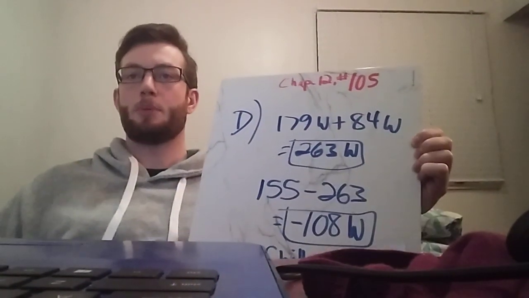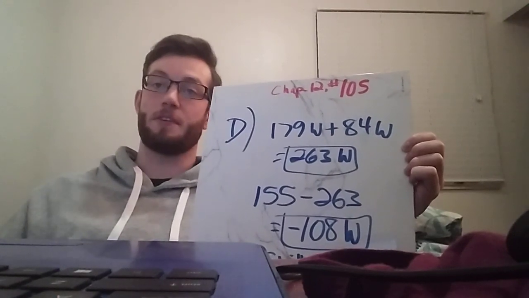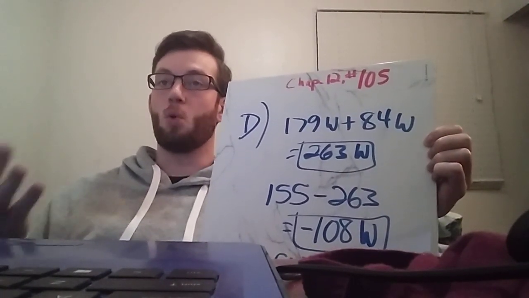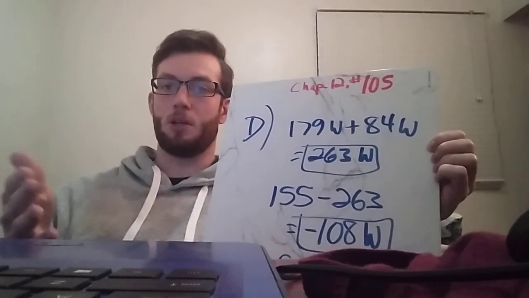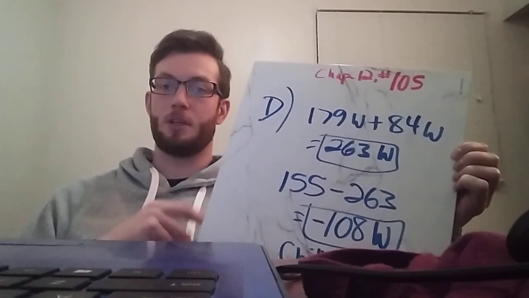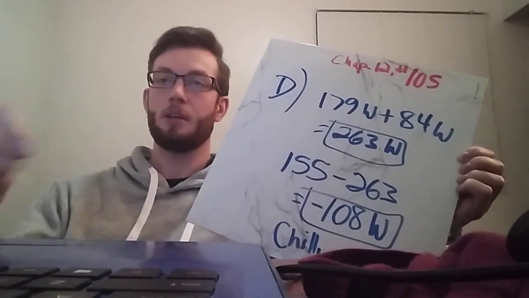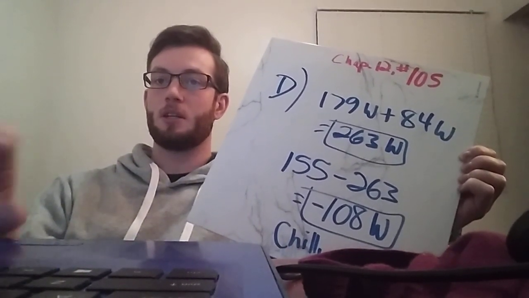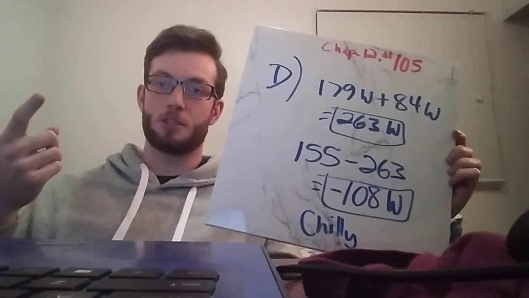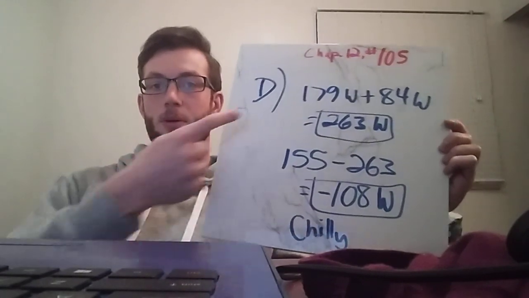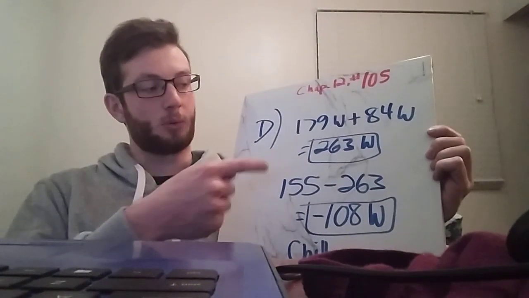And finally, part D asks, if the person is metabolizing food at a rate of 155 watts, what does the person feel, or does the person feel comfortable, chilly, or too warm? So simply here we just need to compare how many watts are leaving the body versus how many are coming in. And so we already solved for how much heat energy is being lost through conduction and radiation. And so I went ahead and added those two together. 179 plus 84 equals 263 watts.